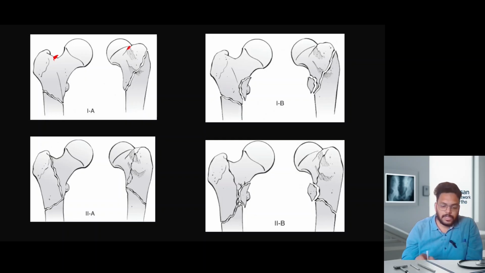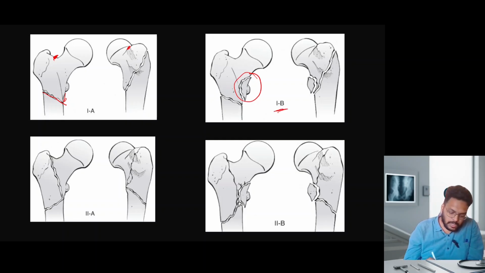Type 1A is when the fracture is below the lesser trochanter. If it involves the lesser trochanter, it is 1B. Then type 2 is when the fracture involves the piriformis fossa.